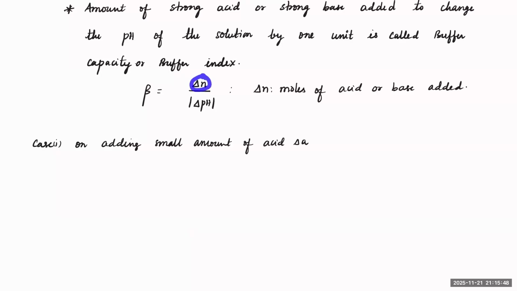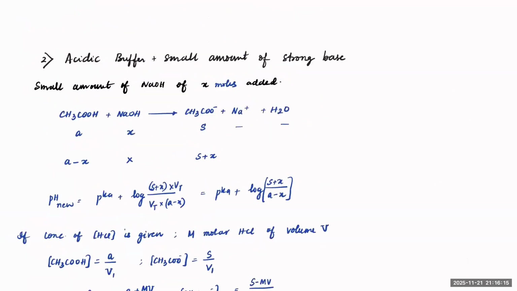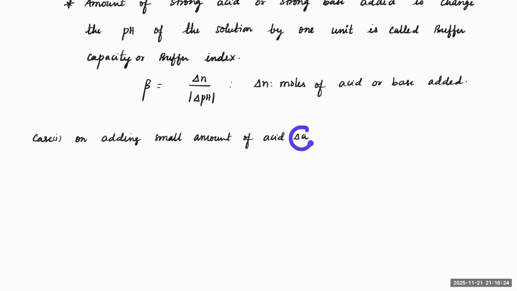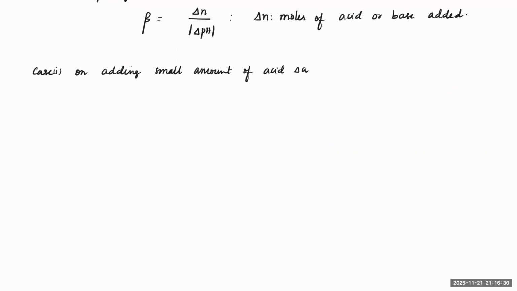So you can see it is delta N, which is the number of moles of acid or base added, divided by the change in pH. If the change in pH is 1 unit, then the number of moles added is called beta, and such beta is called buffer capacity or buffer index. Okay. So let us start understanding by adding some delta A moles of acid. Basically, it is the same thing which we derived earlier, correct? The X in this case, what I have written, I'm now writing as delta A instead.